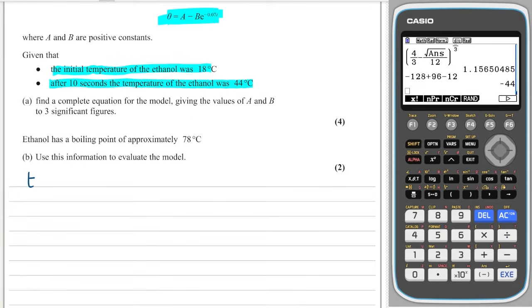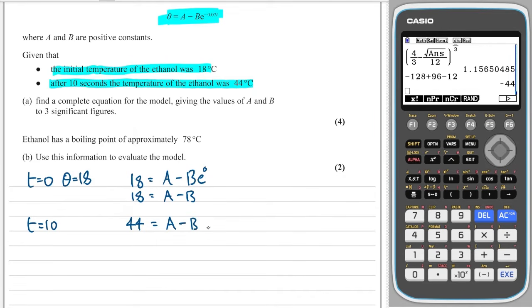Okay, great. So initial temperature means t equals 0 and theta equals 18. So sub that in, gives me 18 is equal to A minus B e to the 0. So that is just 18 is equal to A minus B. And after 10 seconds, we've got t equals 10, and we've got 44 is equal to A minus B e to the minus 0.7.